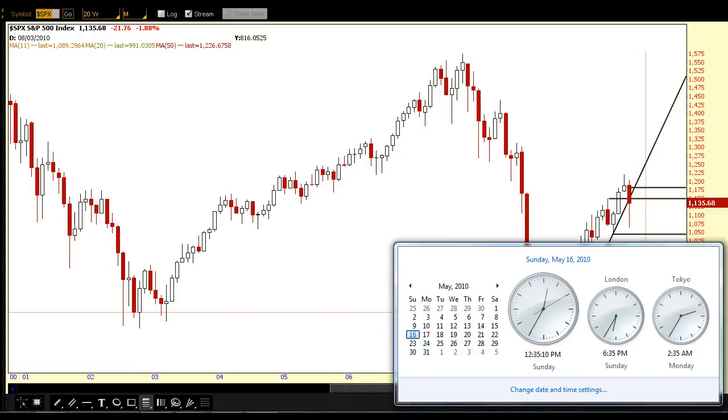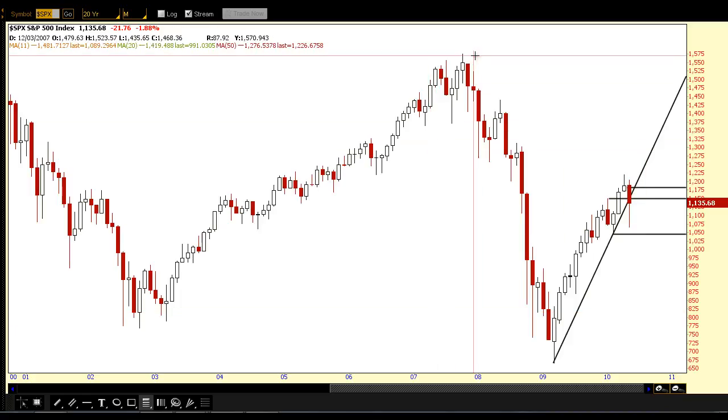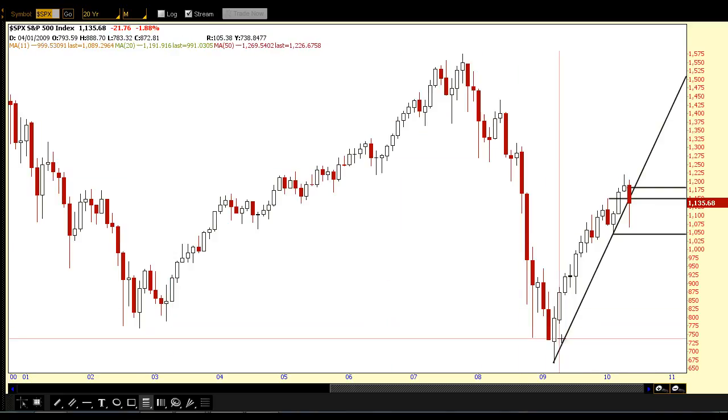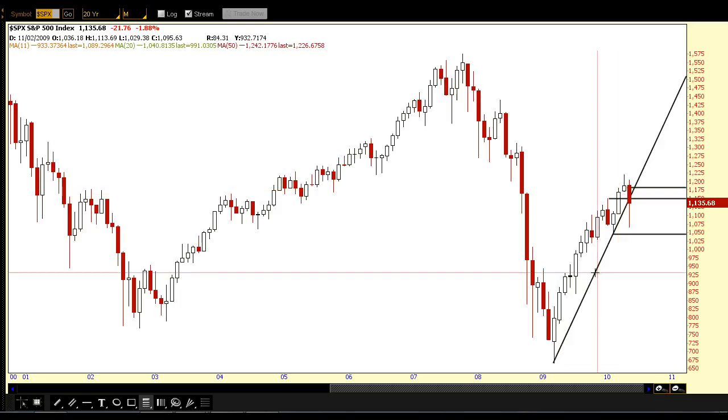Today is Sunday, May 16th, about 12:30 p.m. So we're looking at a chart of the S&P 500 cash market. As you can see, this is a monthly chart, 20-year monthly, and the last few bars have been pretty much straight up from our lows.